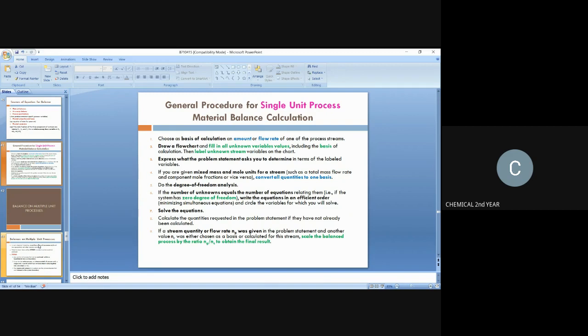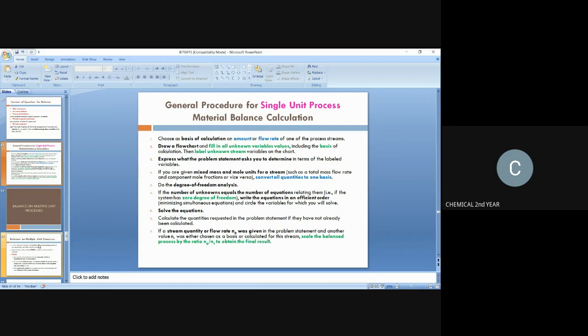Choose the basis of calculation and note the value for one of the process streams. Draw a flowchart and fill in all known variables, including the basis of calculation. Then label unknown stream variables on the chart. Express what the problem statement asks you to determine in terms of your labeled variables. If you are given mixed mass and mole units for a stream, such as the total mass flow rate and component mole fractions or vice versa, convert all the quantities to one type.